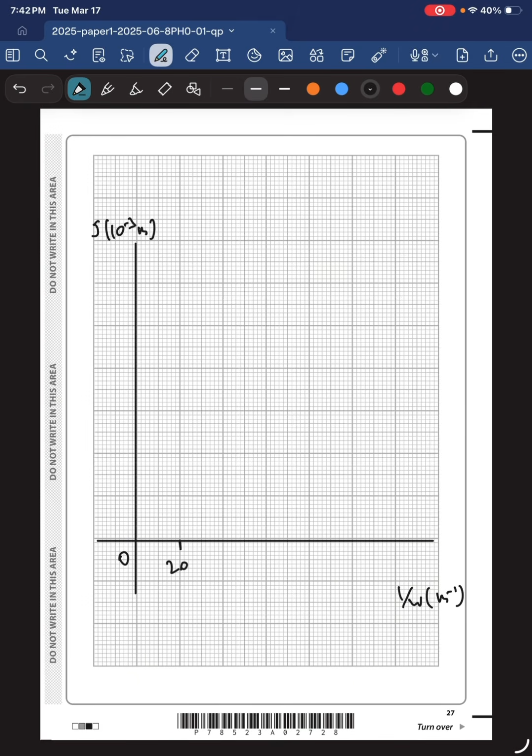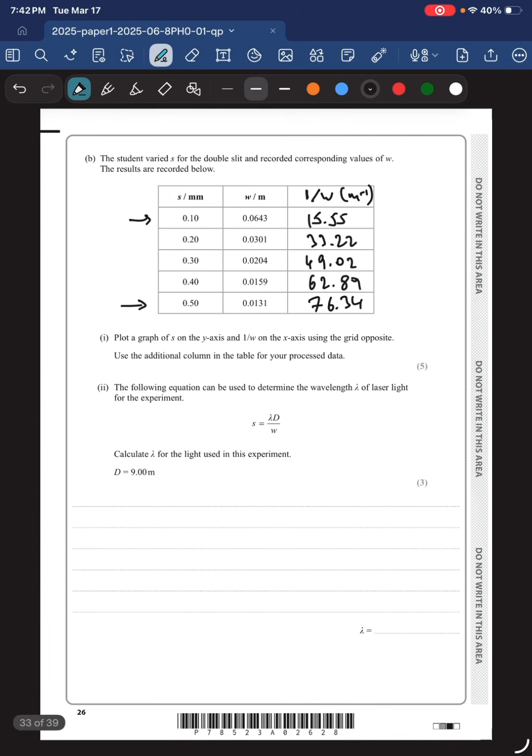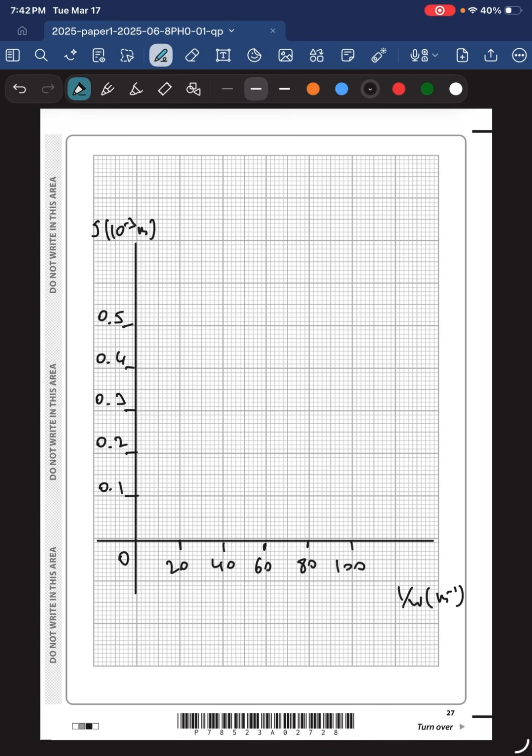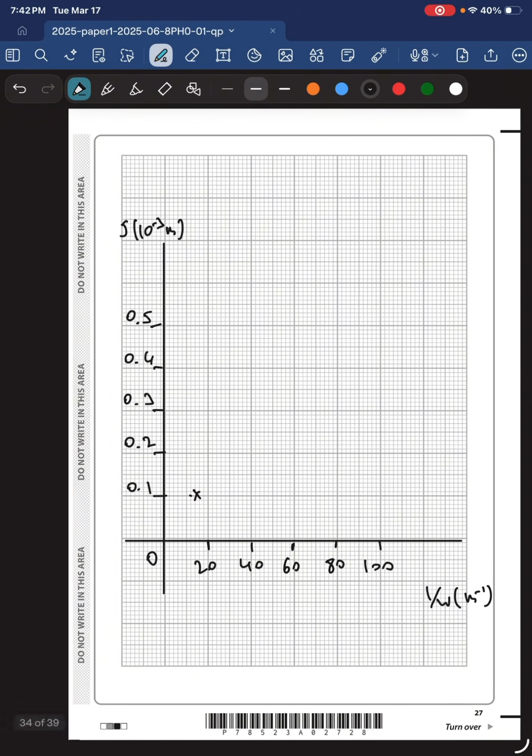Let's start from 0 for 1 over W: 20, 40, 60, 80, and then 100. And then again from 0 for S: 0.1, 0.2, 0.3, 0.4, and 0.5. Let me work out just one pair of values, and then we will speed up the video again. So the first pair is this one. For 0.1, we have 15.55, something like there. Now I'm going to speed up the video.